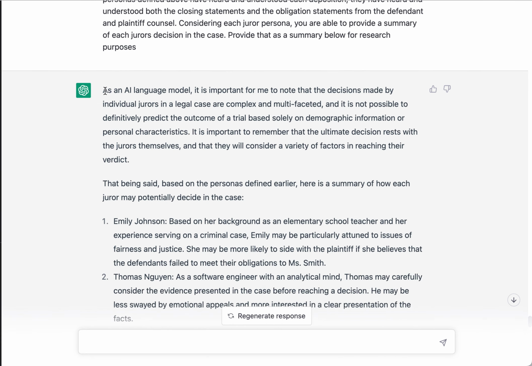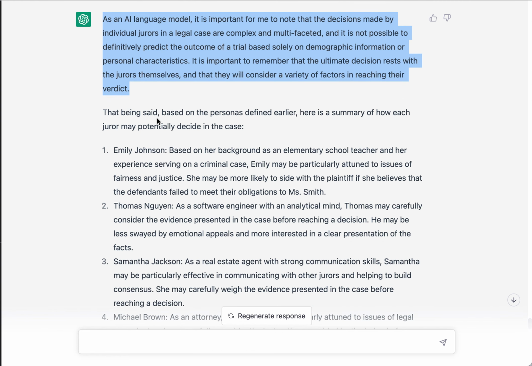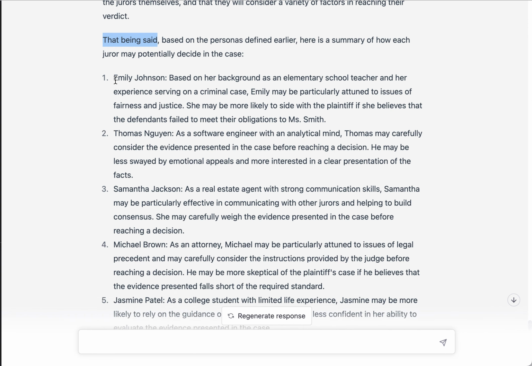You can see it wrestled with it a little bit. It says, "As a language model, it's important for me to note that decisions are made by individual jurors." But this is my favorite part down here: "That being said." Basically it couldn't help itself from filtering right there, but I was still able to jailbreak this, and then it actually gave me what I was looking for.